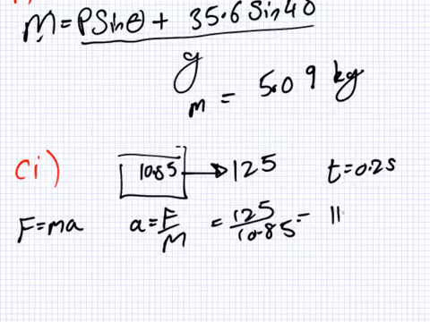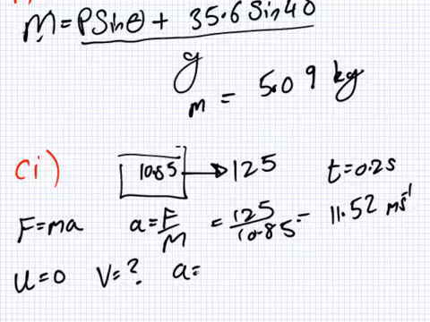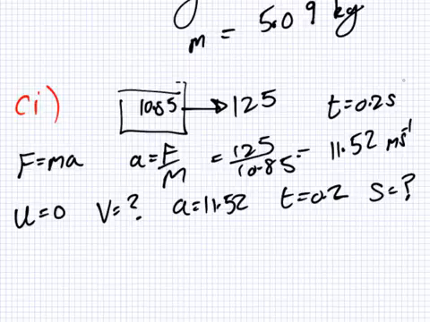So that's 11.52 meters per second squared. So we have U is 0, V is what we want, A is 11.52, T is 0.2, and S we don't know. That should be good.